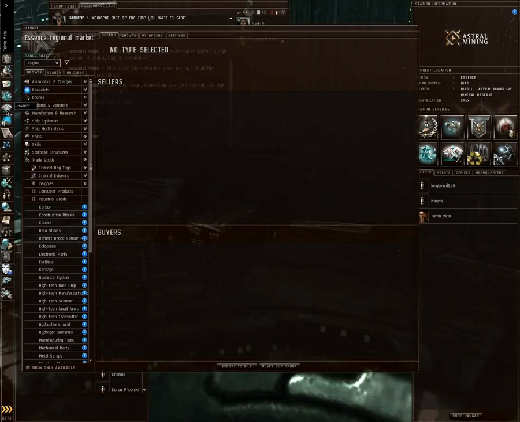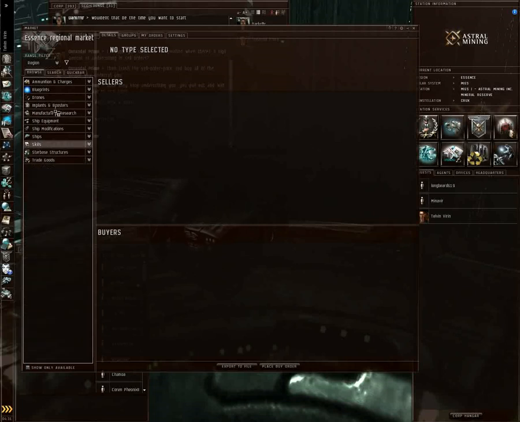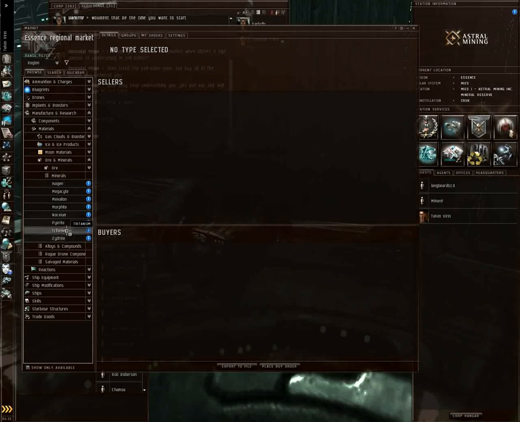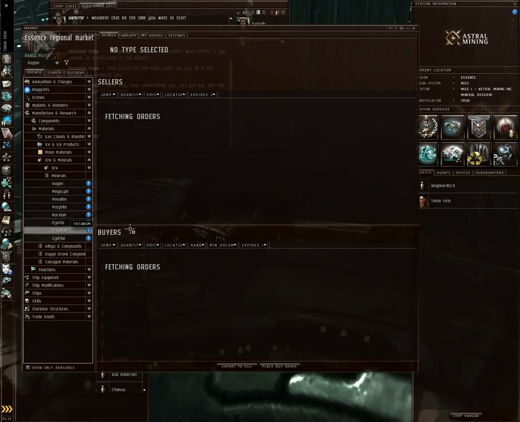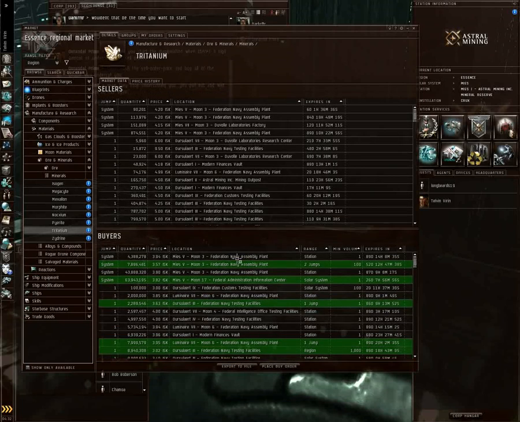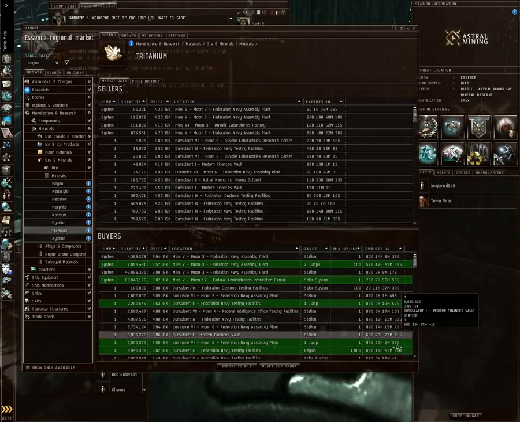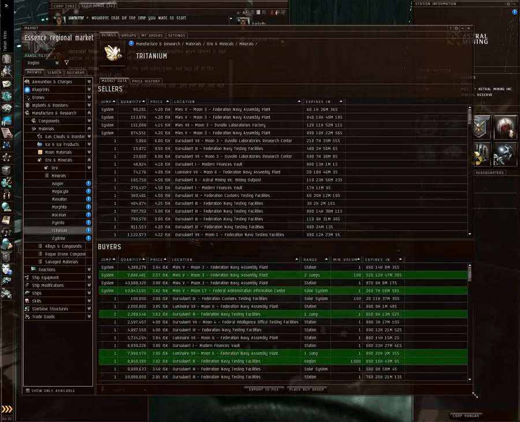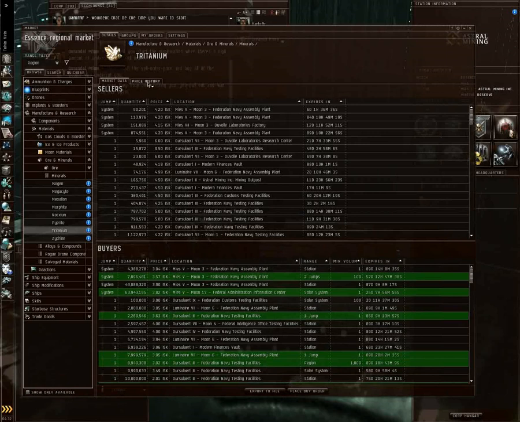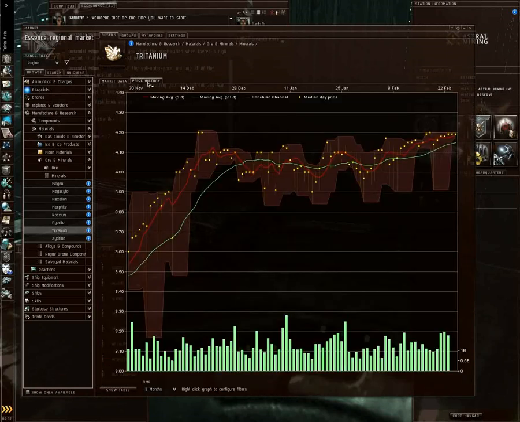And in order to explain this the best way, we really need to use an item that has a high volume of trade. So we'll go to our manufacture and research and go look at titanium. And there we are, our titanium market. Let's go look at the price history. And there it is. So let's get acquainted with this.